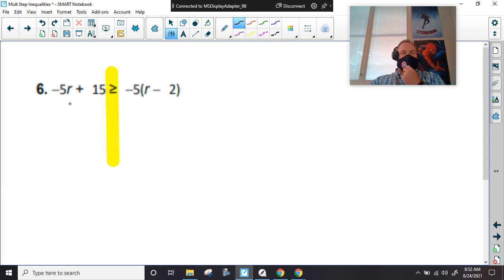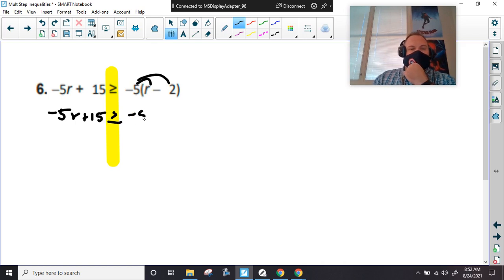So, on the left-hand side, we just kind of leave it alone. We're not ready to deal with you yet. Please wait your turn. Okay? All right. Over here, we have to distribute. So we have a negative 5 times r, we get a negative 5r. A negative times a negative, we get a plus 10. All right?